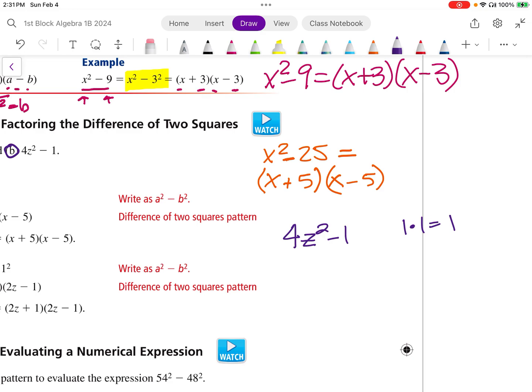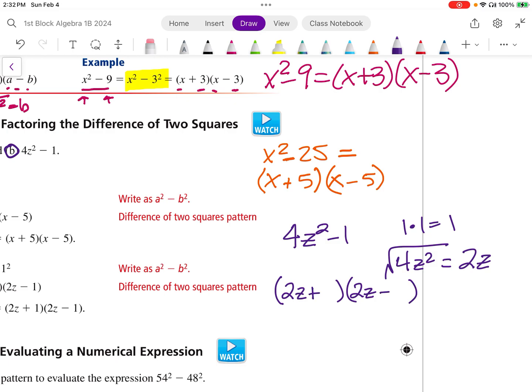So we're going to say, what is the square root of 4z squared? Well, the square root of 4 is 2. The square root of z squared is z. So that means the square root of 4z squared is 2z.